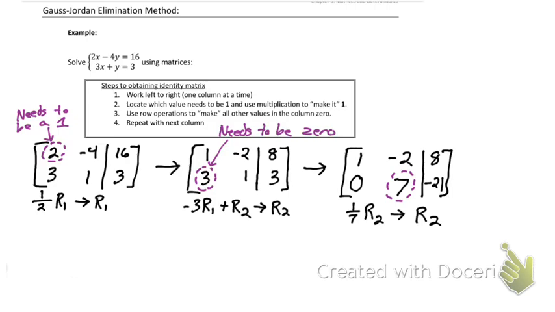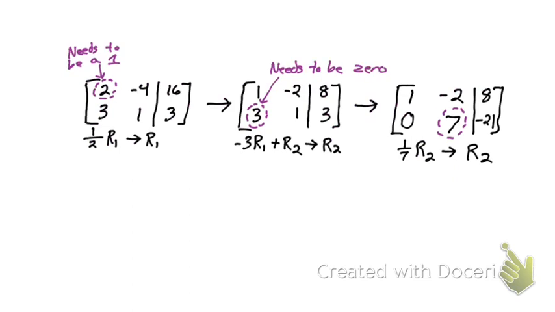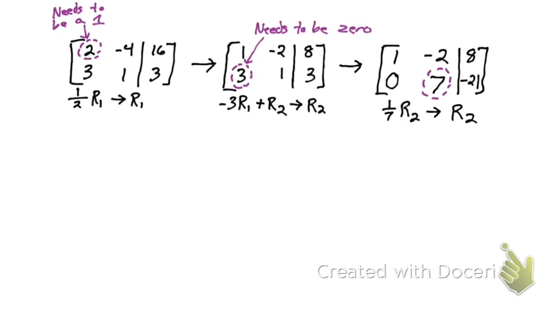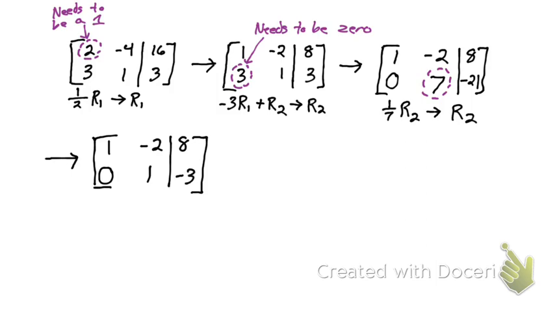I'm going to go ahead and copy this and put it on a new slide so I have room for it. All right, so I'm going to come down here and show the result of that. I'm going to leave row 1 alone, 1, negative 2, 8, because I didn't do anything to it. Row 2, I'm multiplying by 1 over 7. 0 times 1 over 7 is still 0. 7 times 1 over 7 is 1. Negative 21 times 1 over 7 is negative 3.